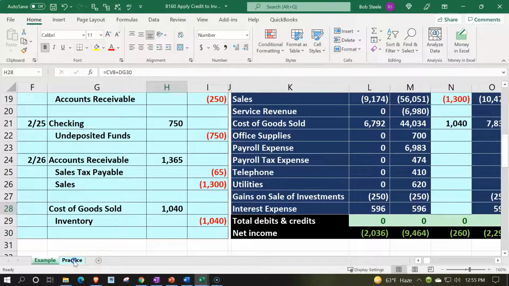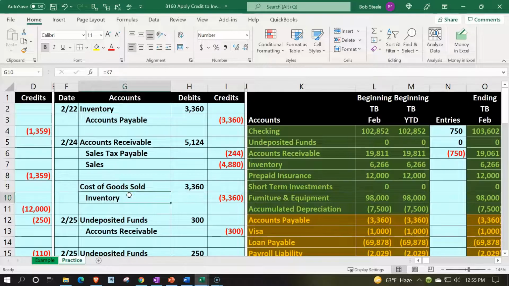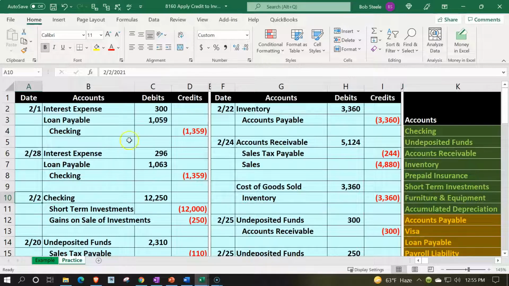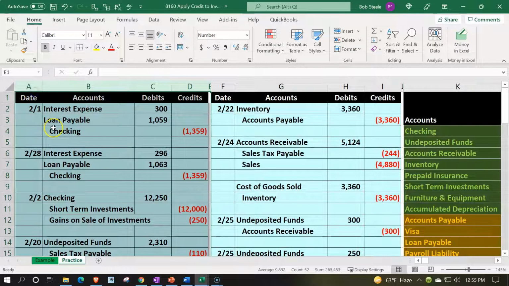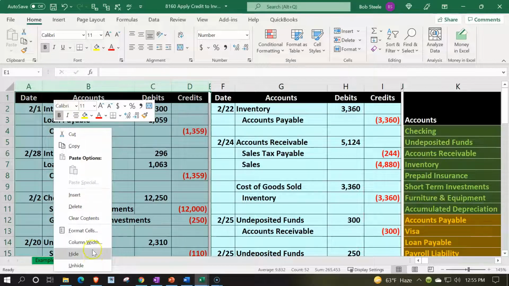So we're going to go back on over to the practice tab. Let's do some setup stuff first. I'm going to hide some information from the skinny on over to A. We don't need that. Let's hide it. So we're going to hide that stuff.